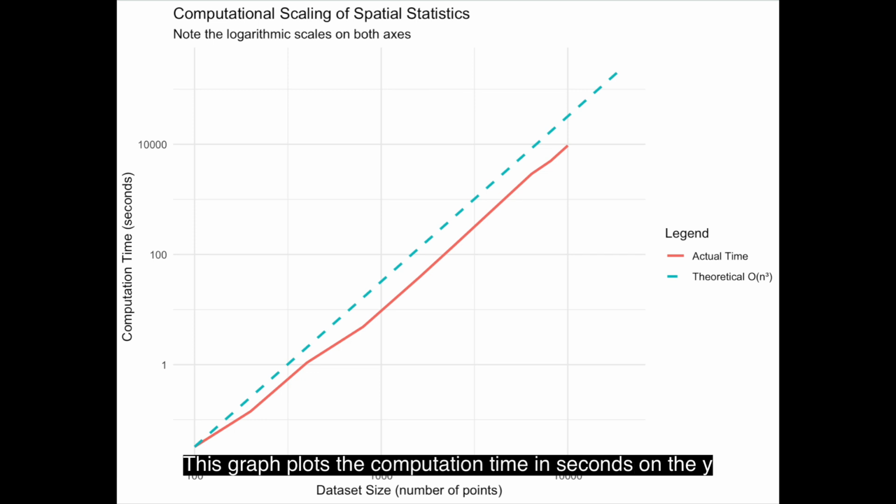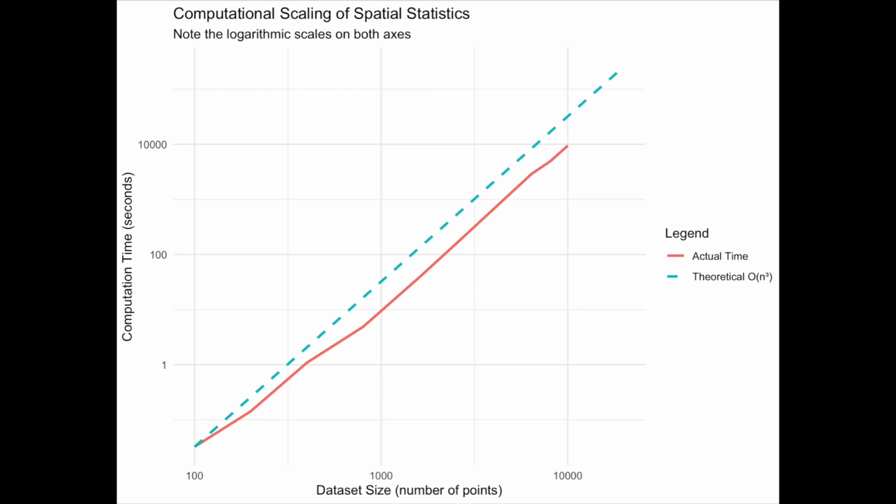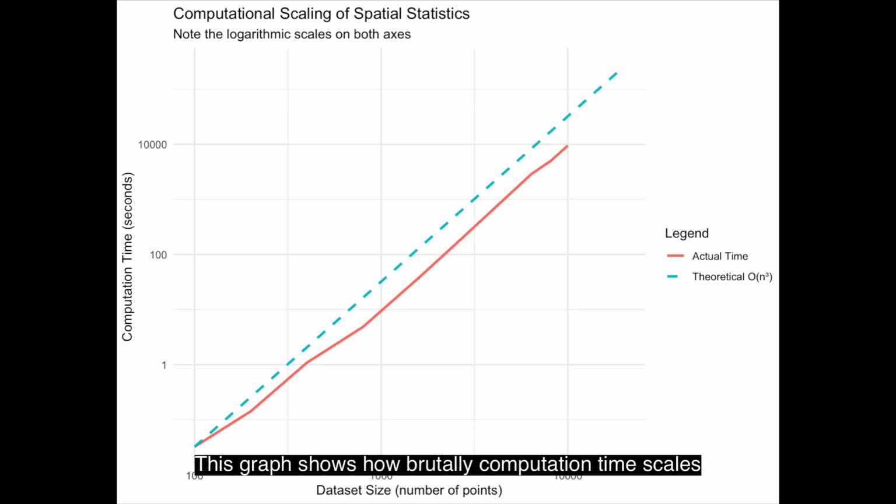This graph plots the computation time in seconds on the y-axis against the dataset size on the x-axis on logarithmic scales. This graph shows how brutally computation time scales in spatial statistics. When we increase our dataset just tenfold, from 100 to 1,000 points, the computation time explodes, from less than a second to nearly 2 minutes.